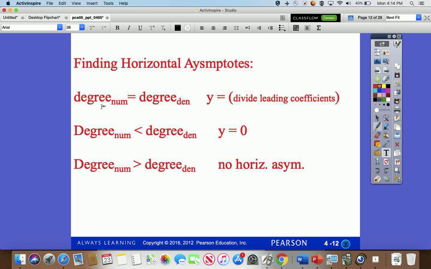If the degree is the same, the horizontal asymptote has the equation of a horizontal line, y equals the quotient of the leading coefficients. So you just divide the leading coefficients if the degrees are the same. If we were in class, I would explain why this works, but we're not. If the degree of the numerator is less than the degree of the denominator, then your horizontal asymptote is y equals 0. And if your degree of your numerator is bigger than your degree of your denominator, then you just don't have a horizontal asymptote. Okay, there is no horizontal asymptote.